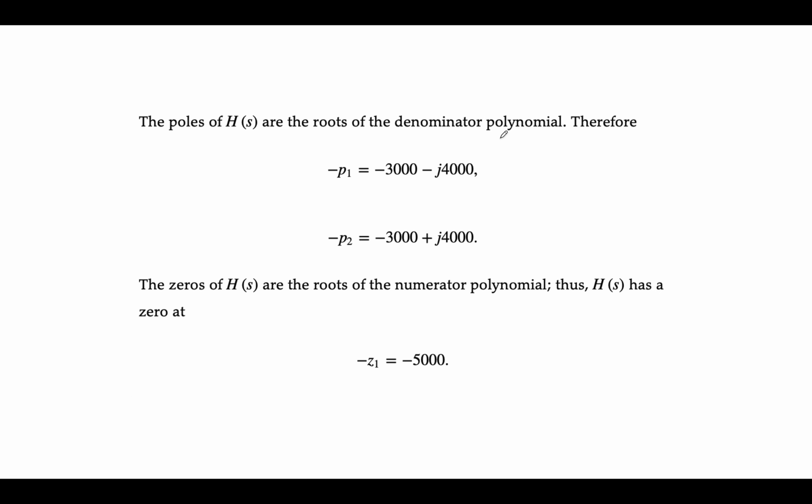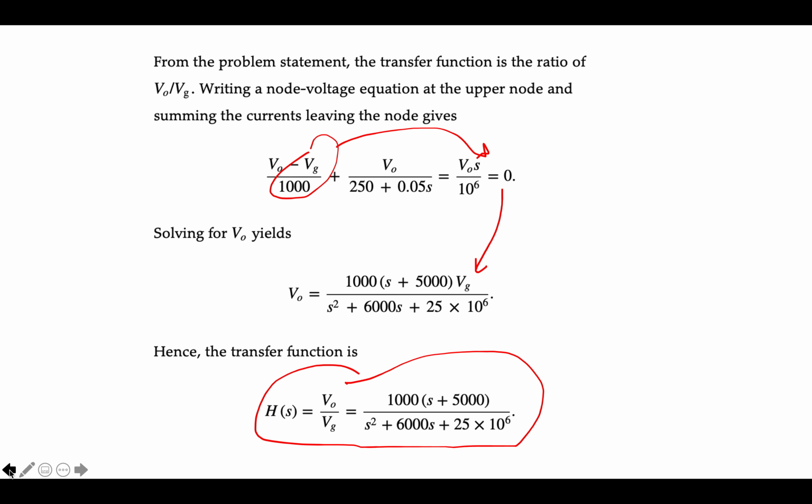If you find the roots of the denominator, you get the following 2 roots, minus 3,000 minus j 4,000 and minus 3,000 plus j 4,000. And then the 0 in the numerator looks like minus 5,000. Given that our denominator is a quadratic polynomial, it's going to factor into complex conjugate pairs. We know that this transfer function, if it were transformed back to the time domain, would yield a damped oscillator.